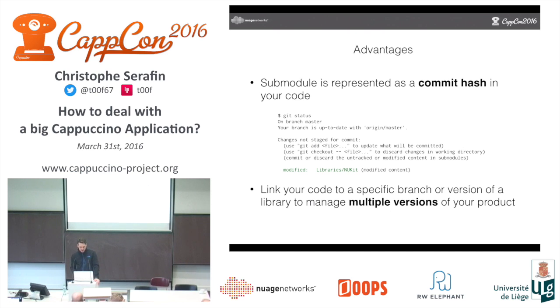So I just ran git status on our VSD solution, and within the library NuKit, I had something change. As you can see on this slide, it doesn't tell me what has changed. It's just telling me that in NuKit there is something that has changed. The content has been modified, but that's all.